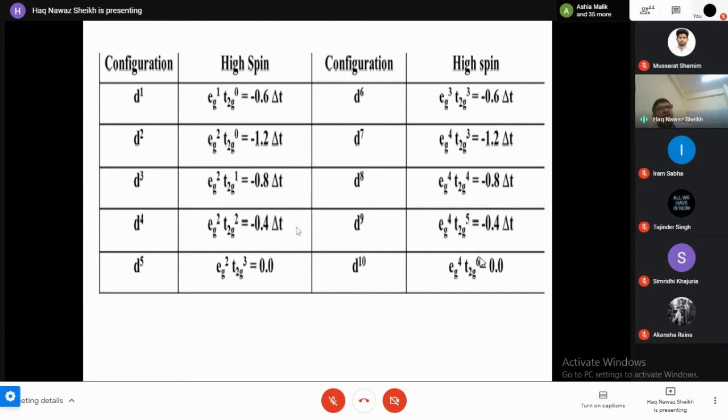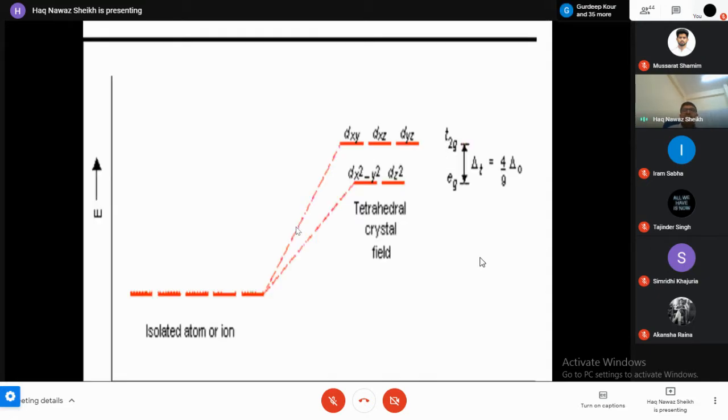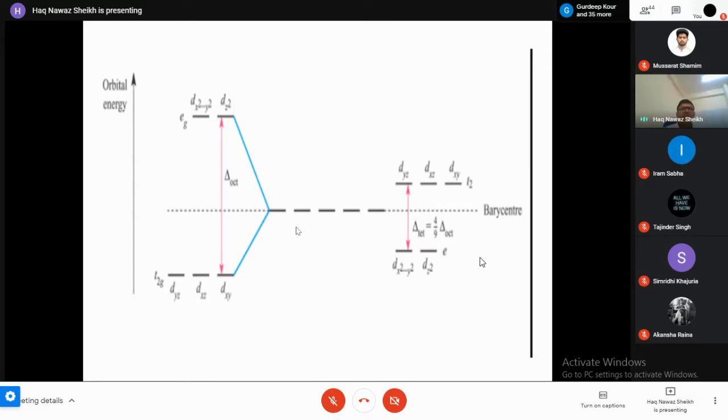And look at the situation in the tetrahedron. It is D2 and D7. It is D2 and D7 which have highest value of the crystal field stabilization energy. Right? This is the same thing. So this is comparison with the octahedron. Huge splitting in the case of octahedron, small splitting in the case of tetrahedron. So tetrahedron is 4 by 9 of octahedron. And also the sequence of orbitals is reversed. T2g orbitals stabilized in the octahedron environment, T2 orbitals destabilized in the tetrahedron environment.